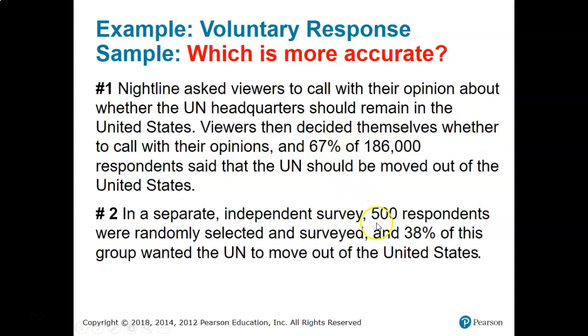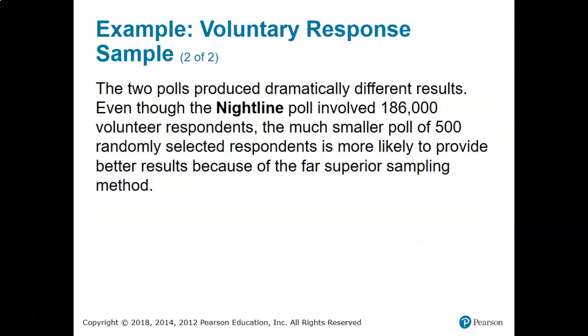So this one is much smaller, but because it was conducted randomly and it was representative of all people, then we would have the 38% of the group that wanted the UN to move out of the United States. So 38% would be a more accurate representation for that.